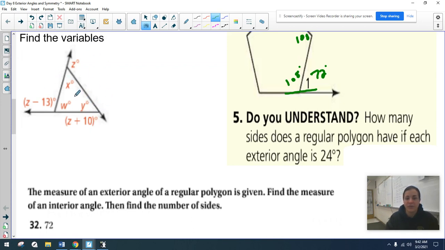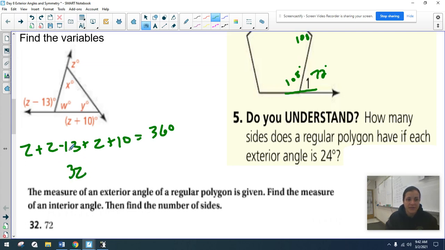This is not a regular picture, okay? So it doesn't tell me that it's regular. It doesn't show any equal angles, so that doesn't mean these are all equal. They obviously are not. They have different measurements. But I know that Z minus 13, and Z plus 10, since they're all three the exterior angles, they're going to add up to 360. So anytime you see something with exterior, you're going to do something with 360.